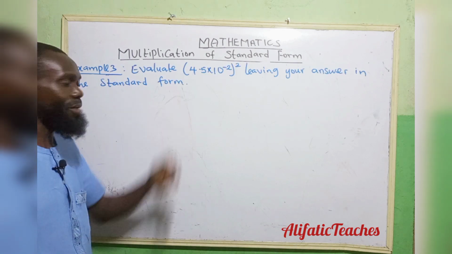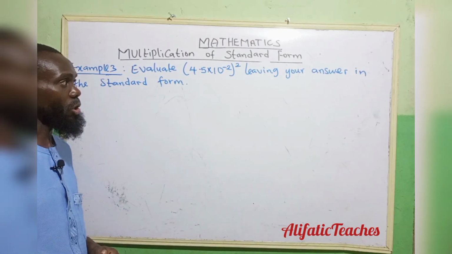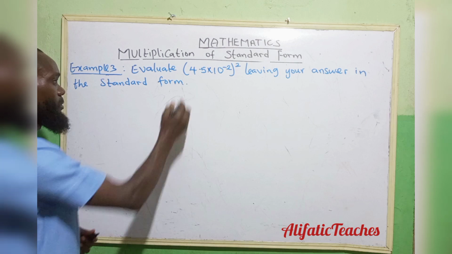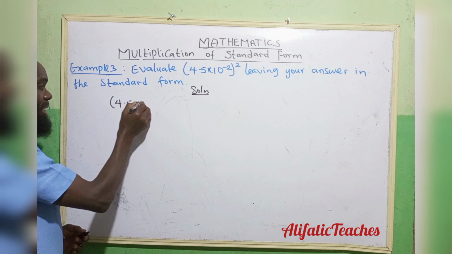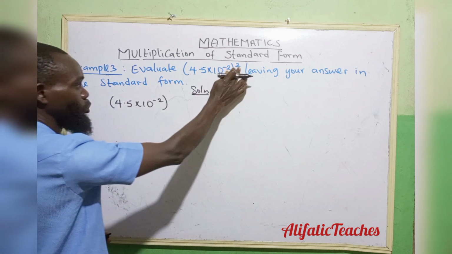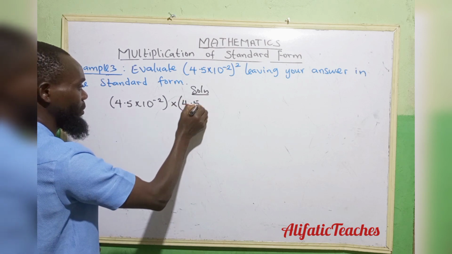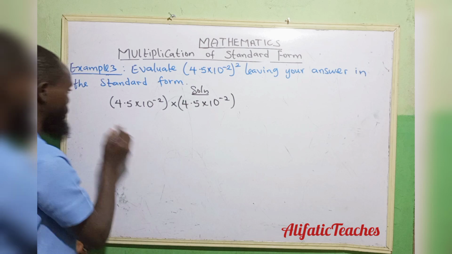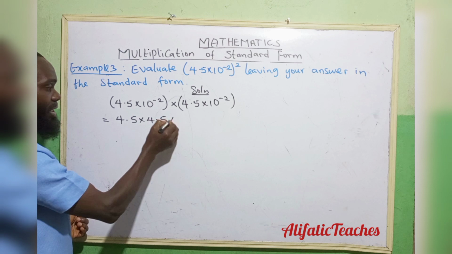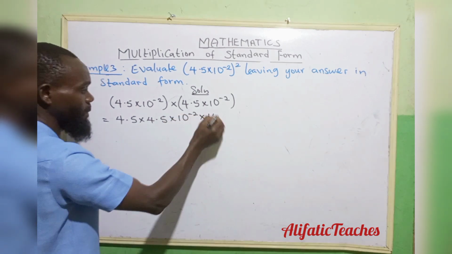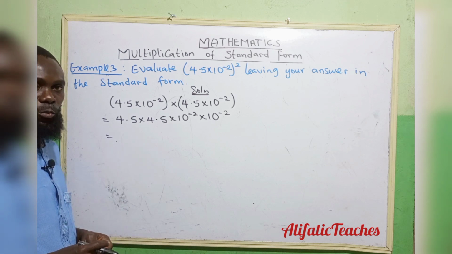Example 3. Evaluate (4.5 times 10 raised to the power minus 2) all squared, that is to the power of 2. The meaning of this is that we are going to multiply it twice. So we have 4.5 times 10 raised to the power minus 2 multiplied by 4.5 times 10 raised to the power minus 2, so we have 4.5 multiplied by 4.5 times 10 raised to the power minus 2 multiplied by 10 raised to the power minus 2.